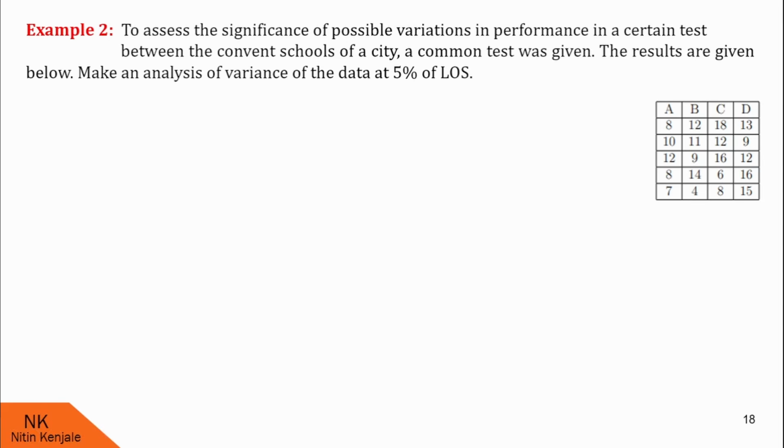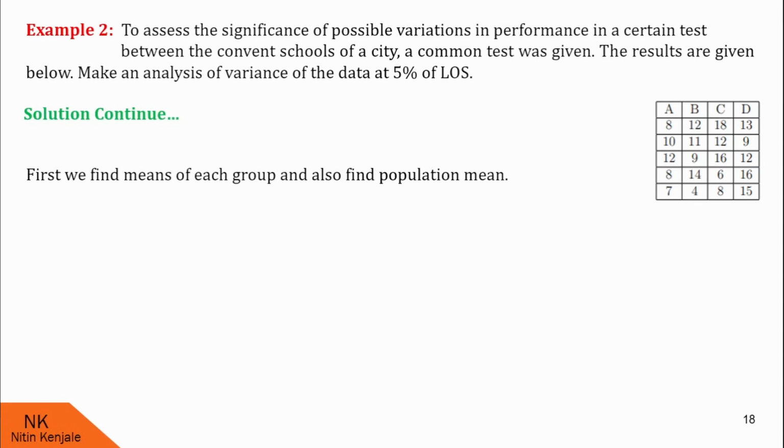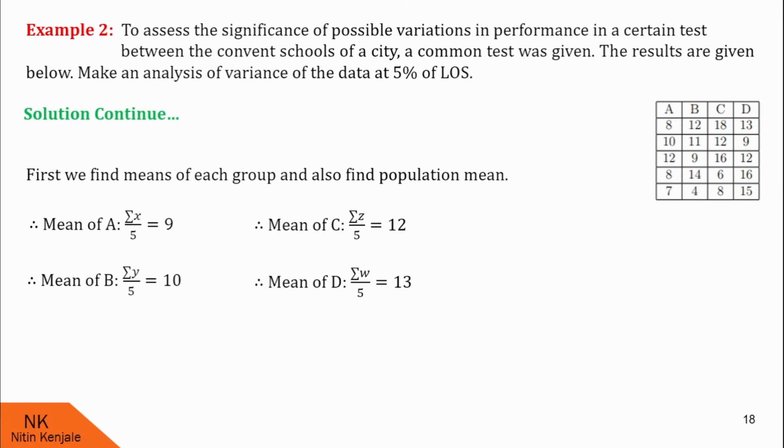Next we calculate means of A, B, C and D and overall mean. Using formula for A, it will be summation x upon 5 because there are 5 data points in A. I found it is 9. Then we calculate mean of B, mean of C and mean of D. Finally, we go for overall mean. I found it is 11. I hope you can do these calculations on your own.